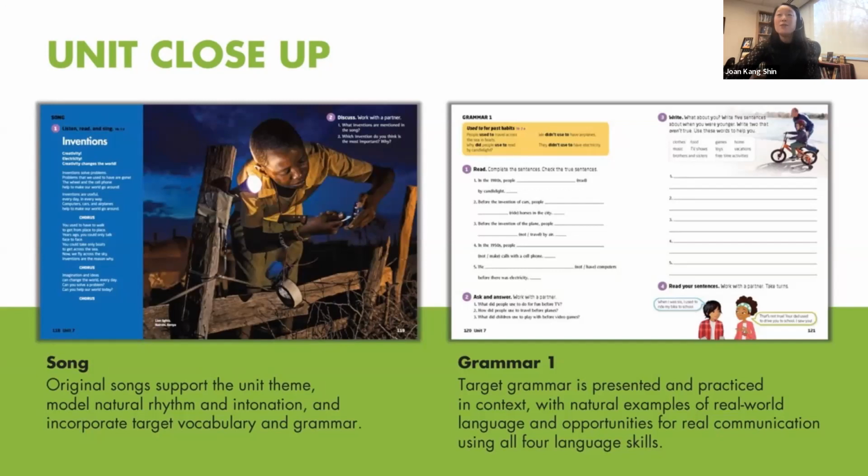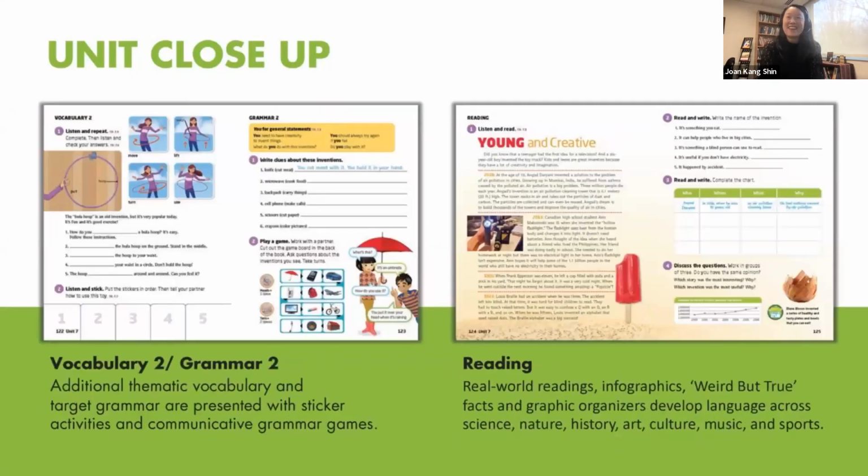And then we present the first bit of grammar. So grammar 1 is on the next 2-page spread. And here we're presenting this target grammar and getting students to practice it in context. And so we always have natural examples of real world language and opportunities for real communication using all 4 language skills. And then next, you will see that we have our second vocabulary presentation and our second grammar presentation.